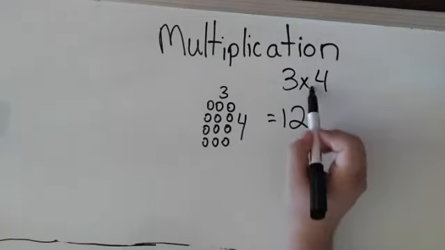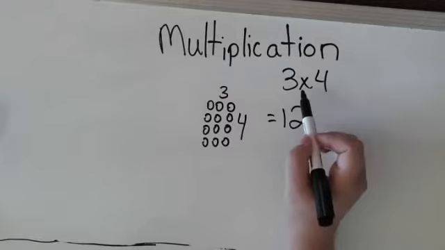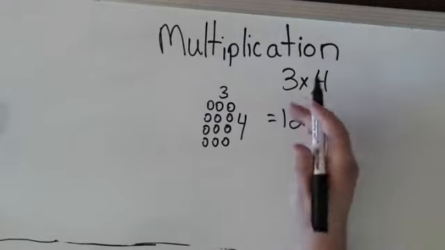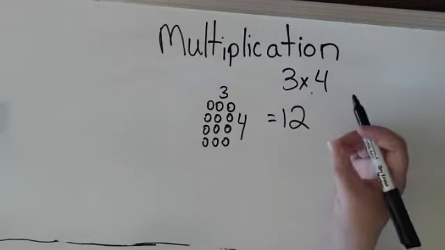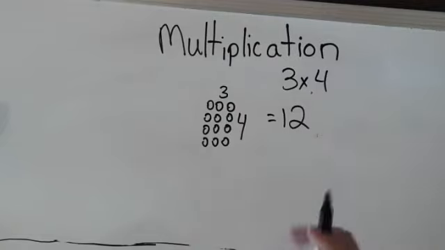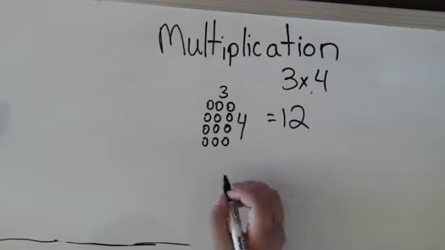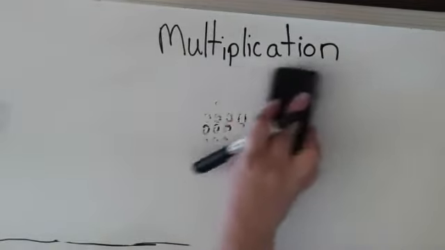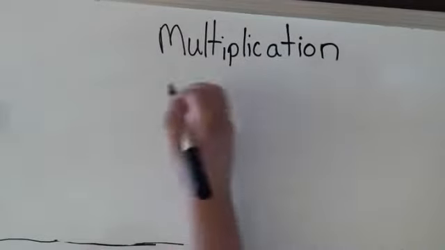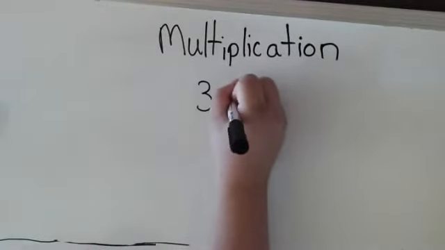Now remember, this x is groups of, that's what that says. So whenever you're saying it, say 3 groups of 4, not 3 multiplied by 4 or 3 times 4. Another nice thing, so let's look at the next thing of multiplication. When you're multiplying, let's go back to our 3 groups of 4.